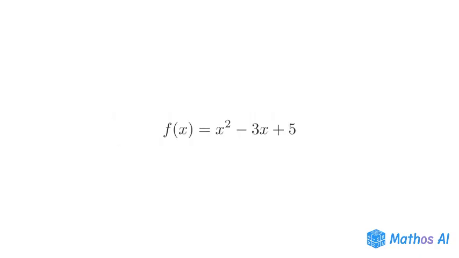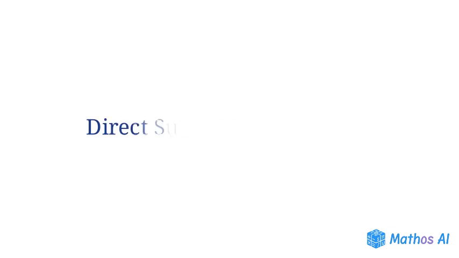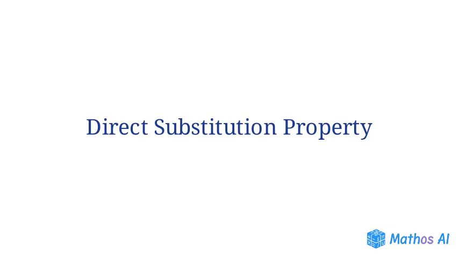Let's start with our function, f of x equals x squared minus 3x plus 5. We want to find out what happens to this function as x gets incredibly close to the number 4. For polynomials, there's a fantastic shortcut, the direct substitution property. It means we can simply plug in the value x is approaching directly into the function. So we replace every x in our function with the number 4.